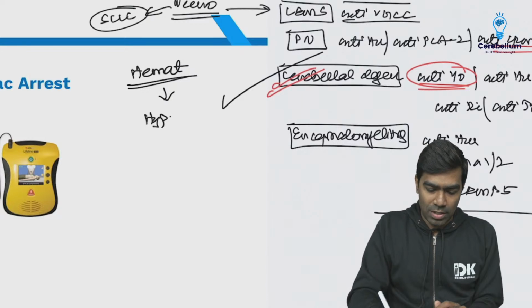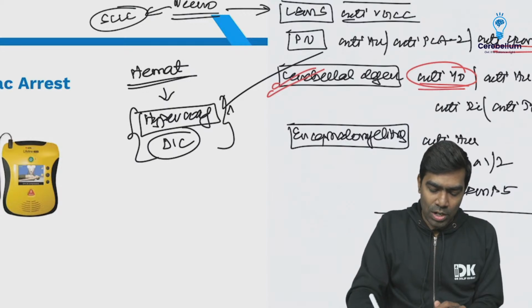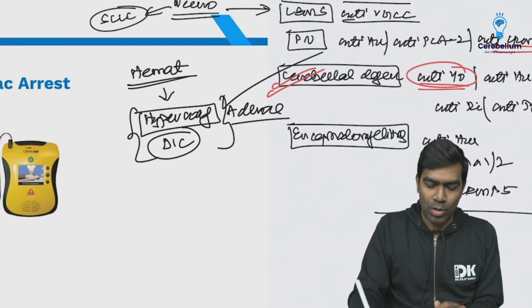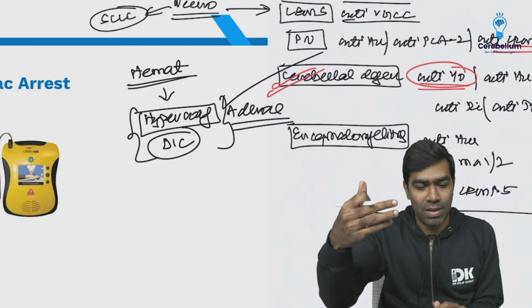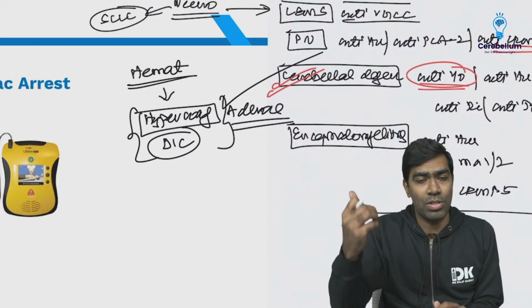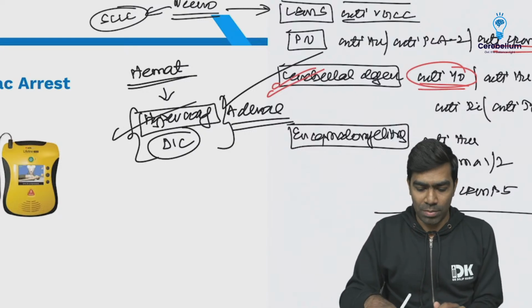Hypercoagulable state and DIC. So usually this is common in patients with adenocarcinoma. Hypercoagulable state and DIC, because adenocarcinoma secretes mucin that can damage the vascular endothelium and that can produce hypercoagulable state and disseminated intravascular coagulation.